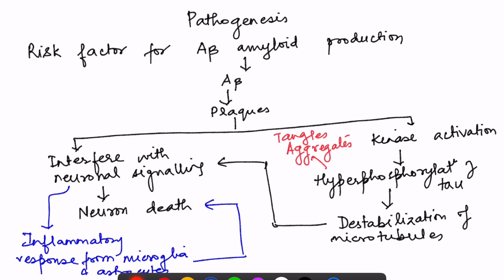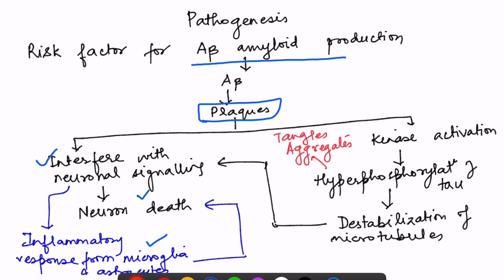Let us summarize a little bit. If there is presence of risk factor for A beta amyloid production, this leads to accumulation of A beta plaques, which is the critical event. These interfere with neuron signaling, ultimately leading to inflammatory response from microglia and astrocytes, leading to neuron death.